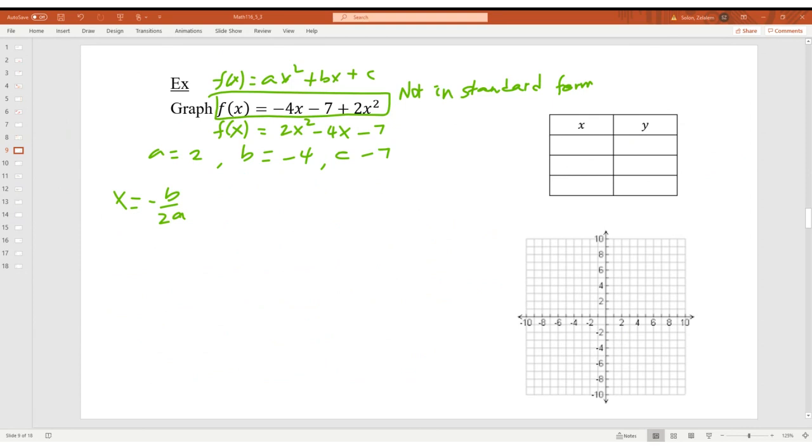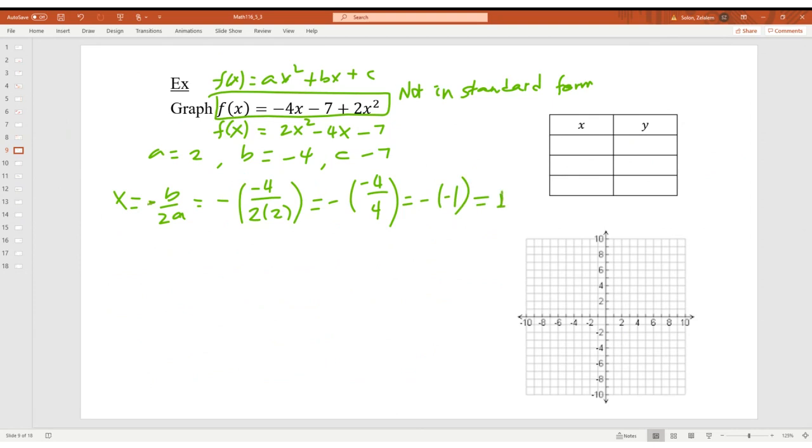Okay, let's see. So you plug in, there is a negative outside, don't forget that. This expression always has a negative outside. The negative b, b is -4, over 2 times a, which is 2. So we have negative of -4 over 4, which is negative of -1. So negative times a negative makes it positive. So we have 1. So make sure you have the negative outside, okay?